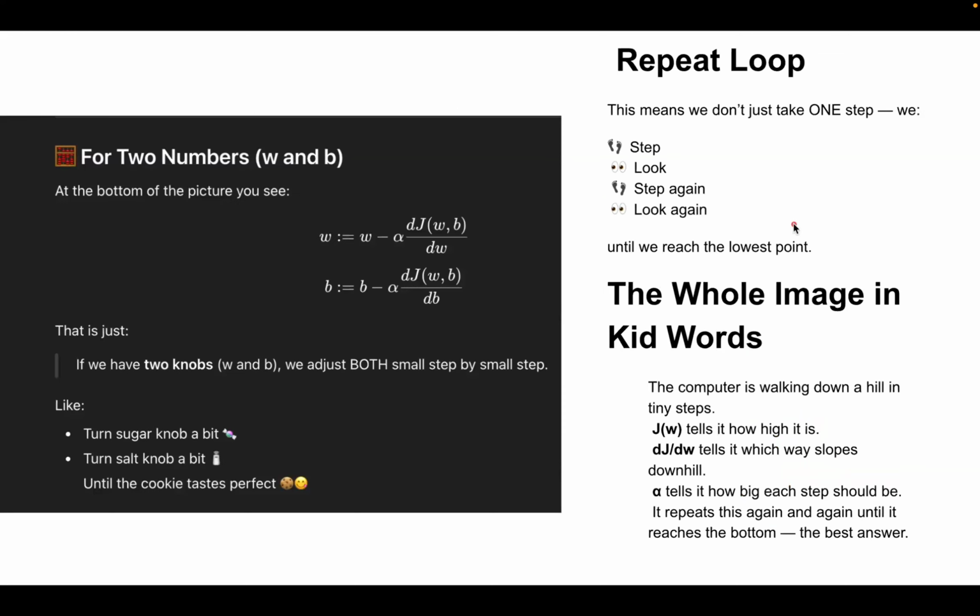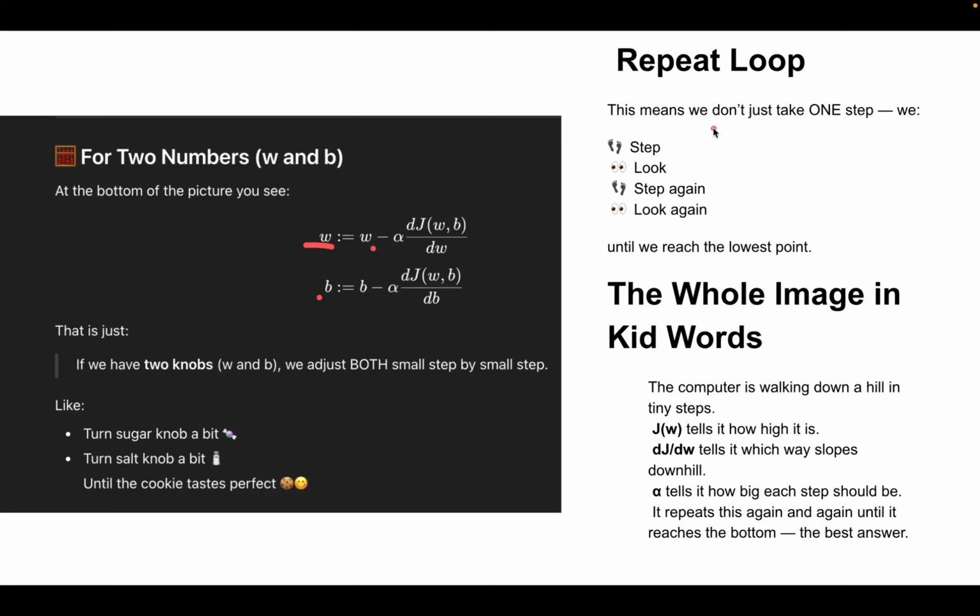So now what are we trying to do? We are trying to update both W and B, as I said. So for two values, we're updating in respect to W and B, and for B we keep on updating it. This is just, if you have two knobs, W and B, you are turning both by small, small steps. Turn the sugar knob, right? Turn the salt knob until the cookie tastes perfect. That's the two things that we have.